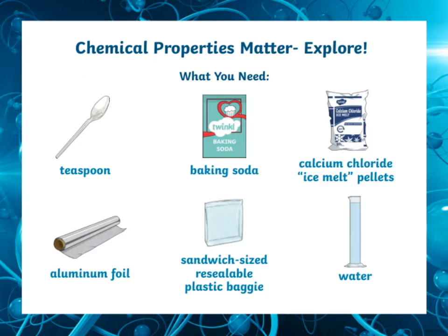To explore chemical properties, we need just a few simple items. Water, a sandwich-sized resealable plastic bag, and some aluminum foil. We'll also use calcium chloride ice melt pellets, a common deicer, along with baking soda and a teaspoon. These everyday materials help us see chemistry in action, making the invisible reactions around us visible and understandable. Let's dive in and discover how these chemicals interact.